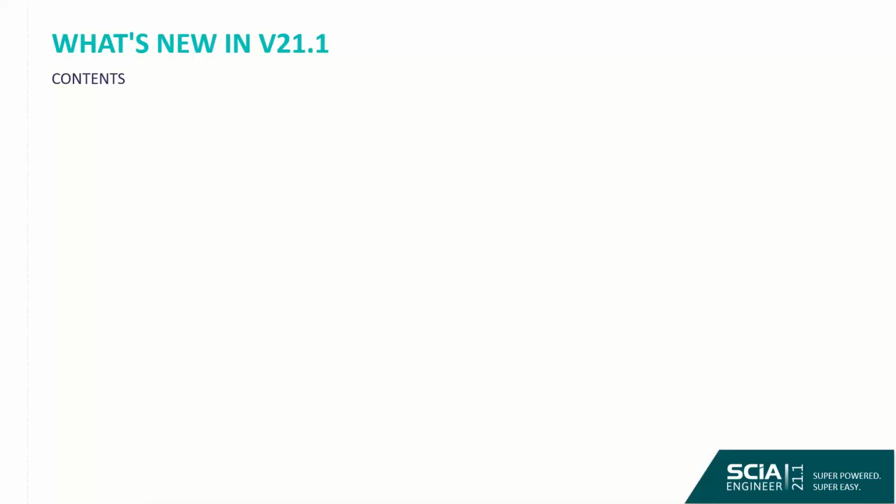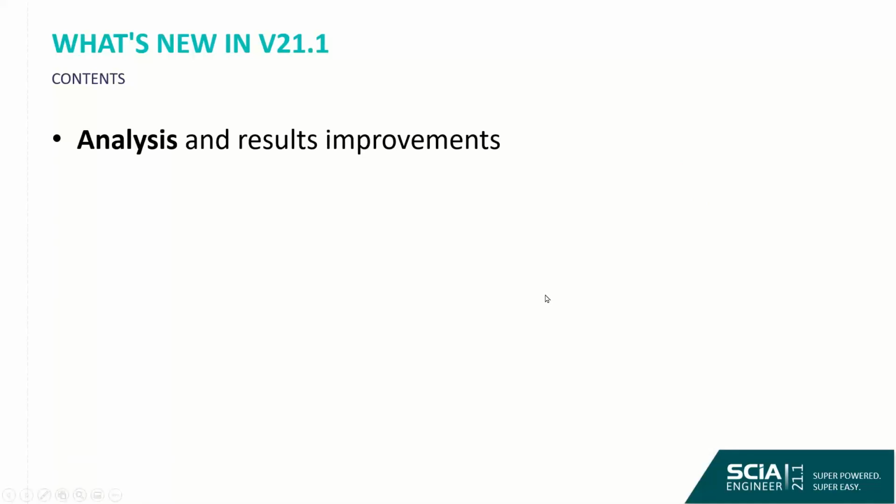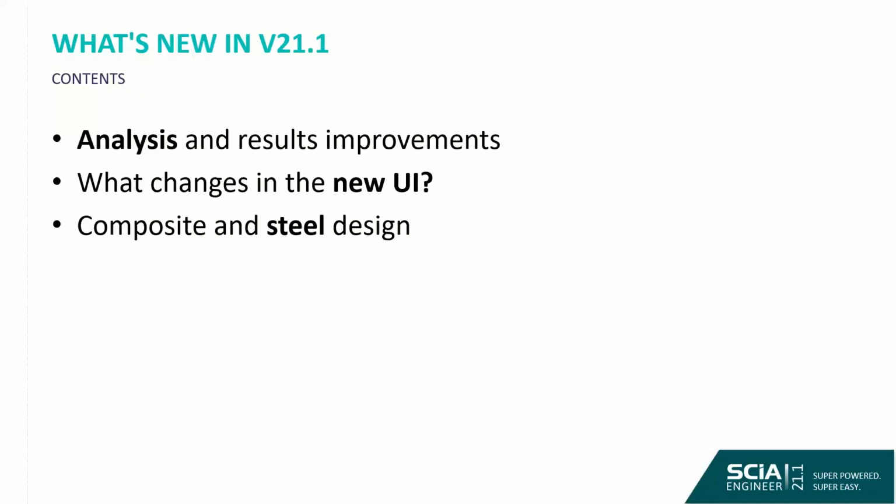So what's new in version 21.1? Let me summarize it in multiple topics that I'm going to talk about. I'm going to talk about improvements in analysis and drawing and evaluation of results. I'm also going to have a look at the new user interface of SCIA Engineer that was released in version 21.0 and that was further improved in this version. We are going to have a look at improvements in composite and steel design.